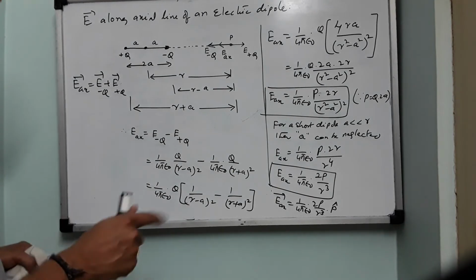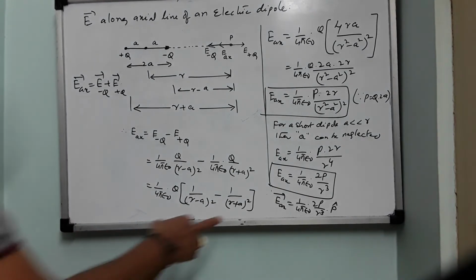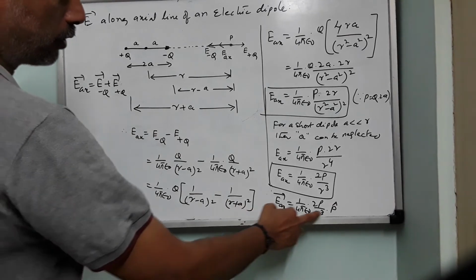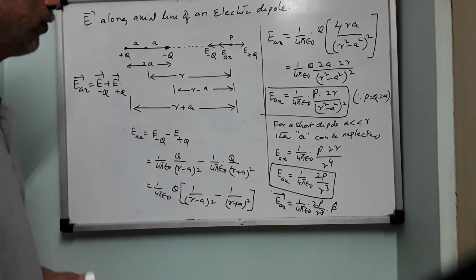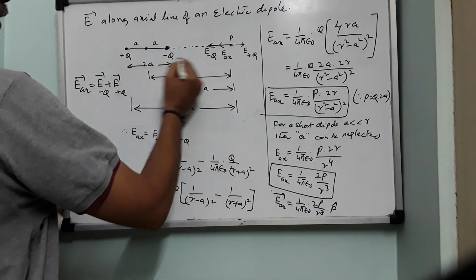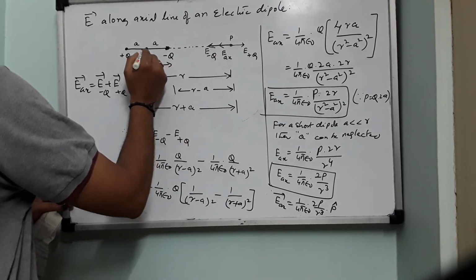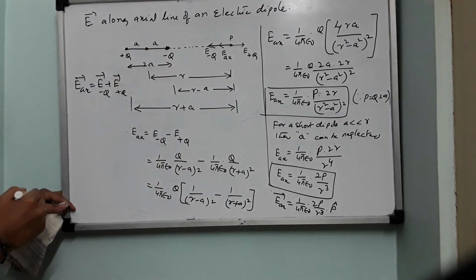Is it clear? Right. So very easy. Now you have written the direction here, E axial equals to this much. Then what is the direction of this net electric field? Obviously you can see this is the direction of net electric field. It is pointing towards the center of the dipole.